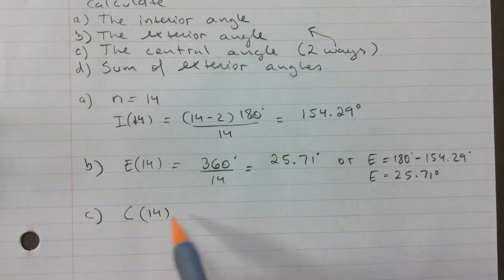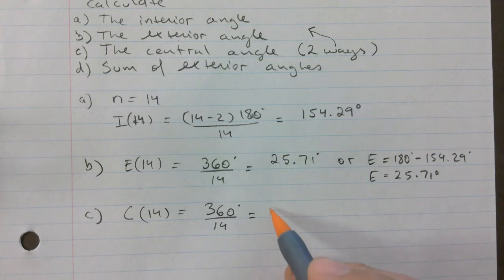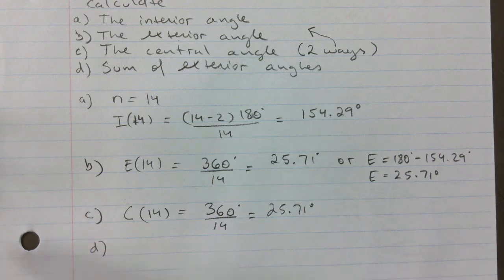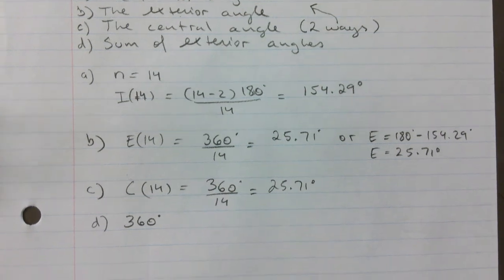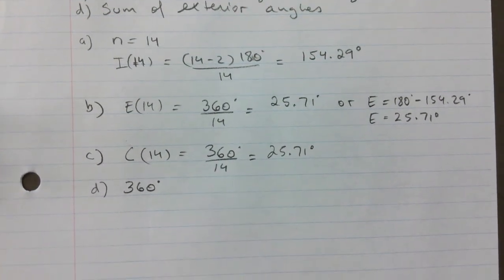Central of 14 is also 360 divided by 14, and that is 25.71 degrees. This one is really hard. What's the sum? Let's see if you were awake. What's the sum of all exterior angles? 360? Oh my goodness, you are awake while I'm talking. Okay, good. It's always 360. It doesn't matter how many sides. It doesn't matter if it's regular, irregular. It's always 360. So that's a bit of a trick question.